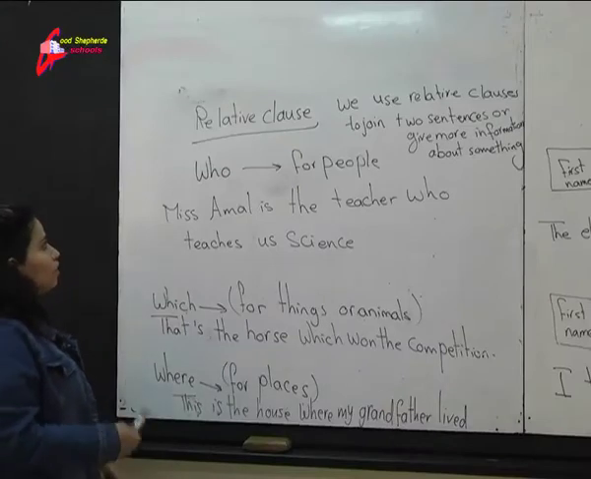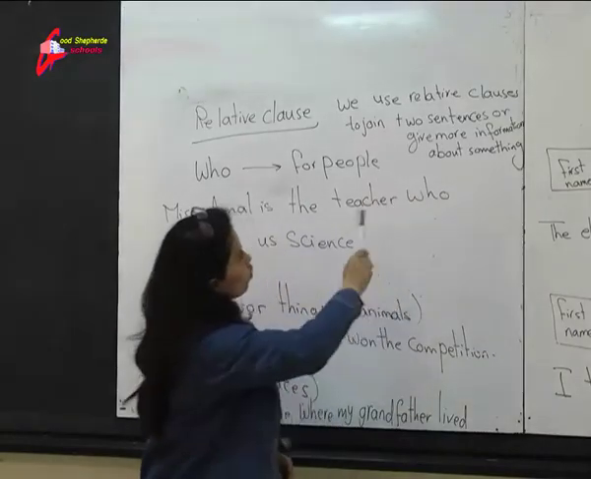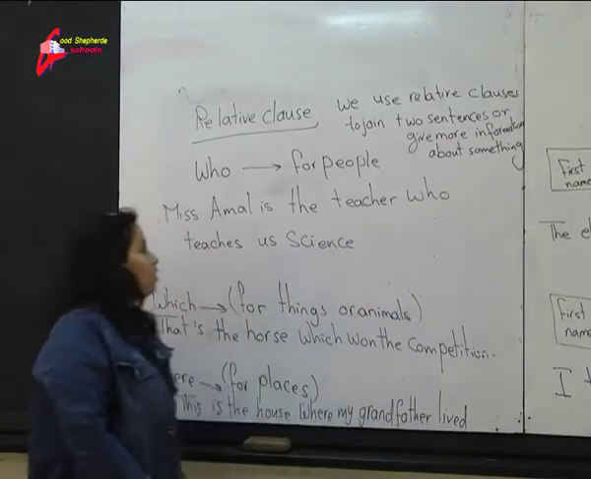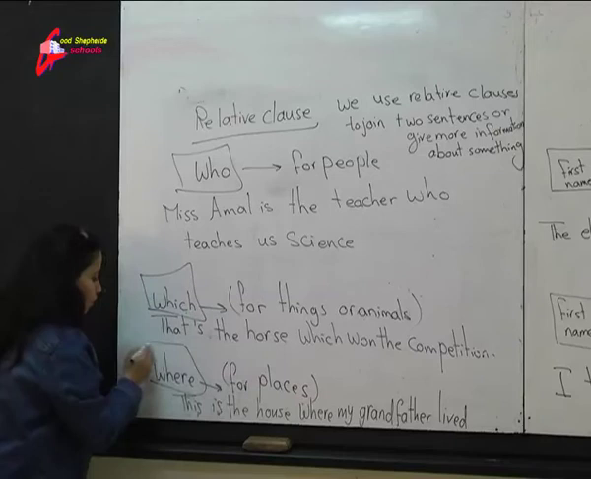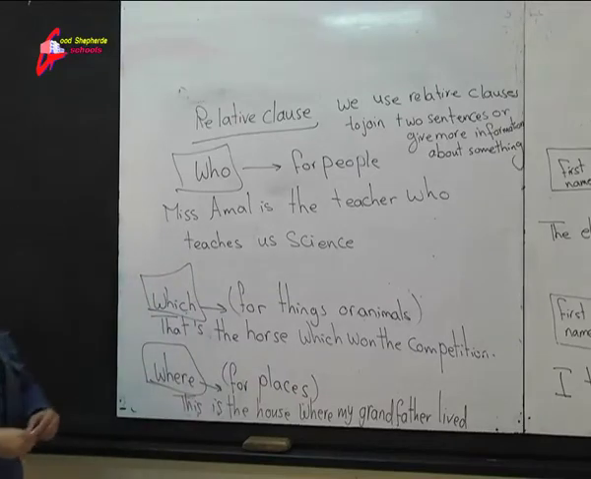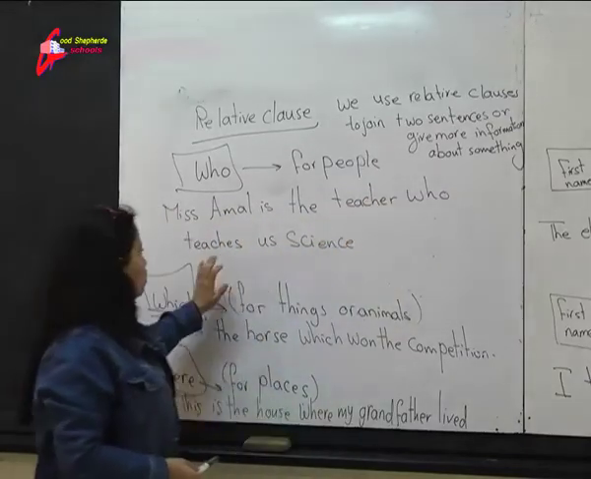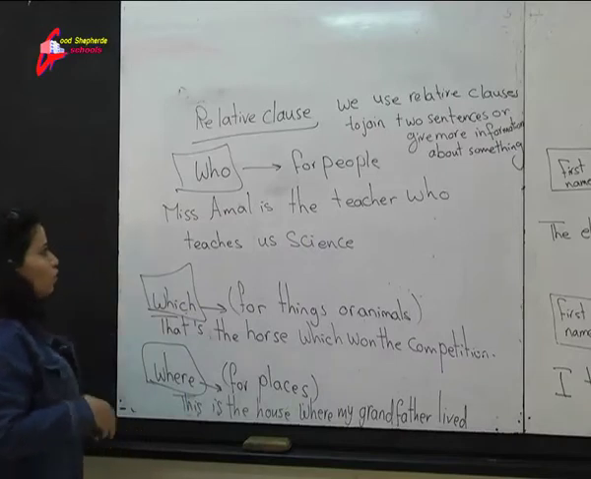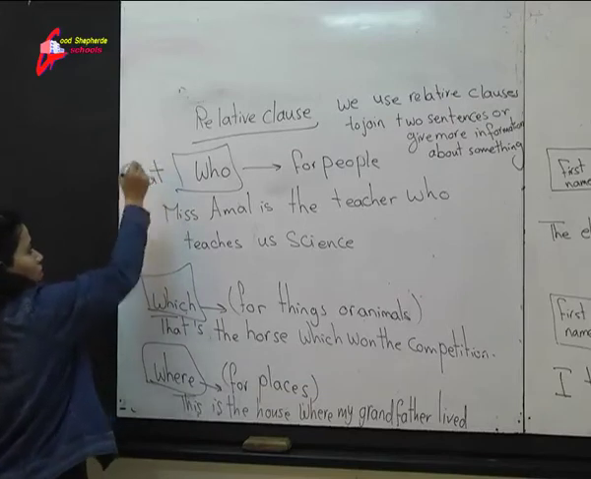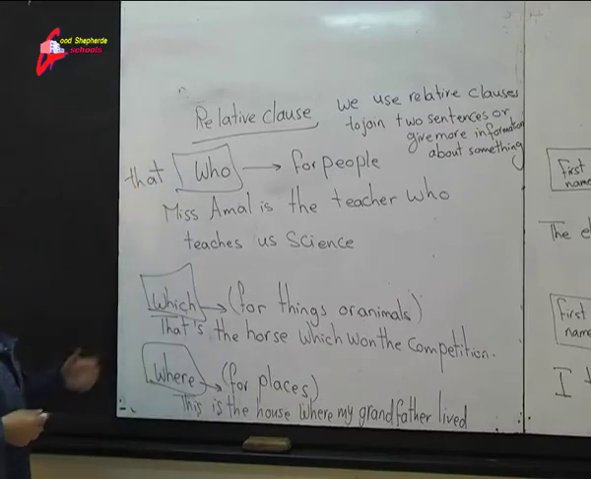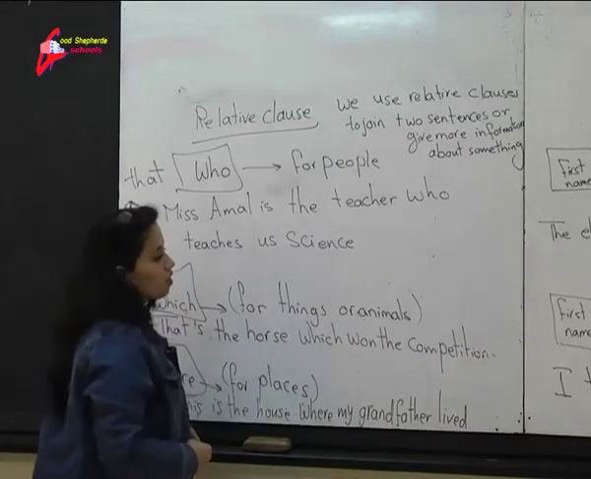Okay? Now we are going to remember also relative clauses. We use relative clauses to join two sentences or give more information about something. Okay, we have who, which, and where as relative clauses for this semester. Who is for people, like Miss Amal is the teacher who teaches us science. So if we are talking about people, we use who or that, of course, if we are not adding more information. Which is for things or animals, that's the horse which won the competition.